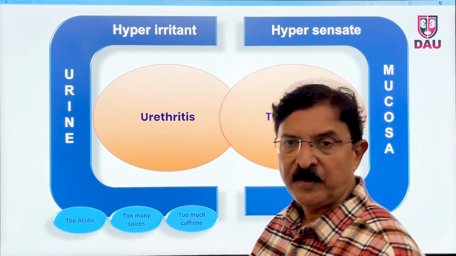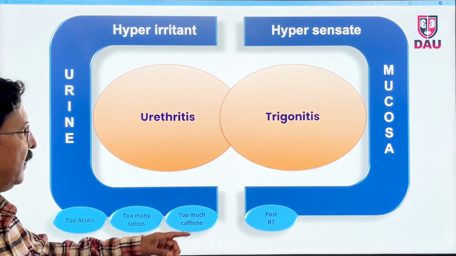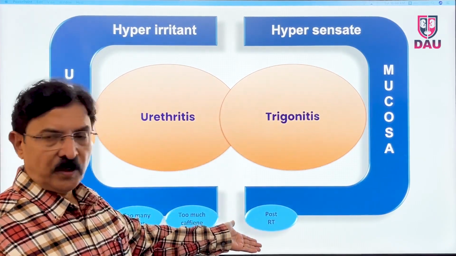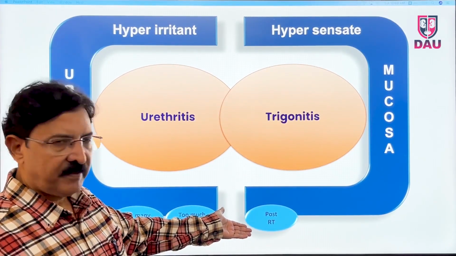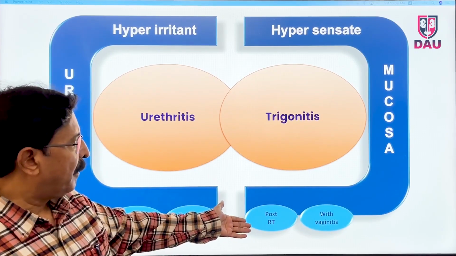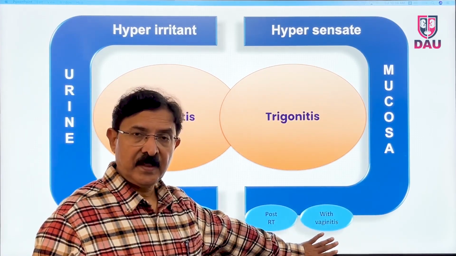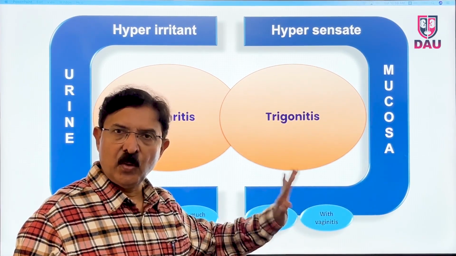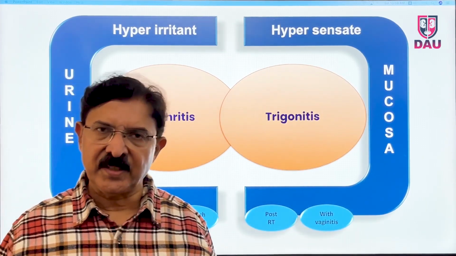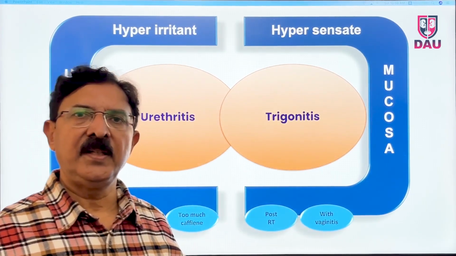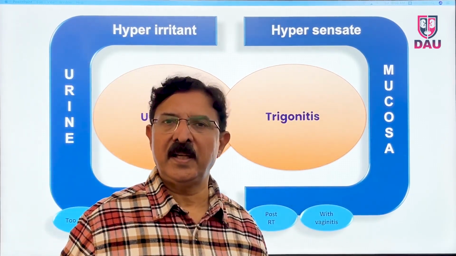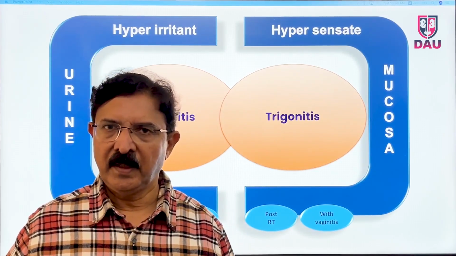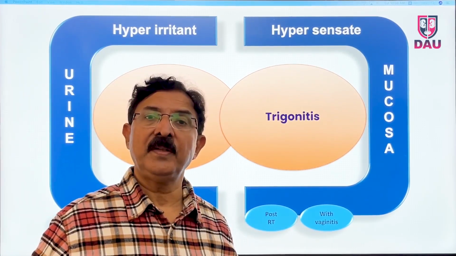Or hypersensitive mucosa will happen. It may sometimes happen because of radiotherapy given for cervix or something, or it may happen because of vaginitis. This is extremely common in our Indian patients. Co-associated vaginitis in various stages of inflammation results in neighborhood inflammation in the trigone and in the urethra. And when the patient passes urine, she complains of dysuria.